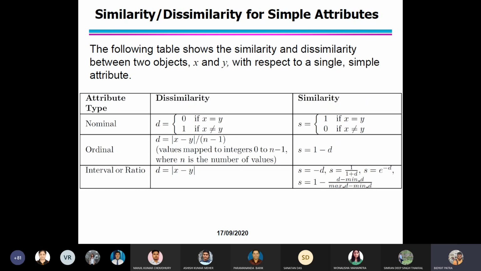So do you have any question here at this point? No, sir. In interval or ratio, which one of these we use to calculate the similarity? For both the cases. Oh, achha, sir, you are saying in case of similarity. Yes, sir.